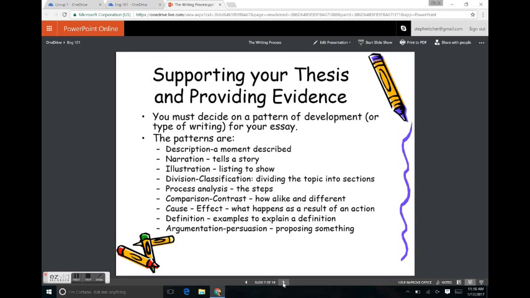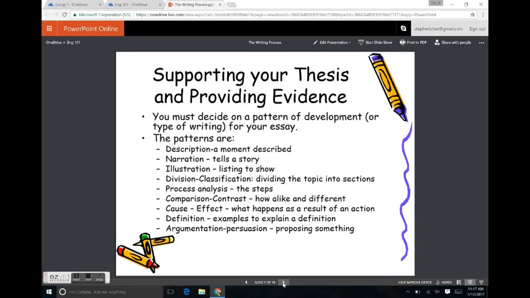So what this slide shows you are the different patterns or rhetorical modes that we will cover in this class. So you can see that we will cover each of these types of writing in English 101. So I will assign you the pattern of development or the rhetorical mode, which will then influence the thesis statement that you choose.